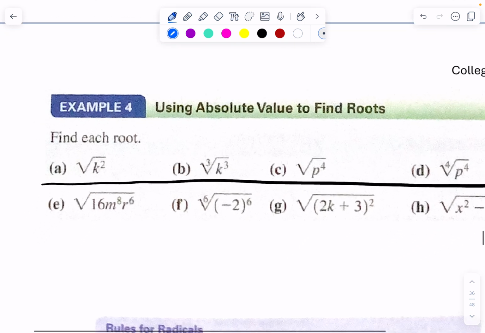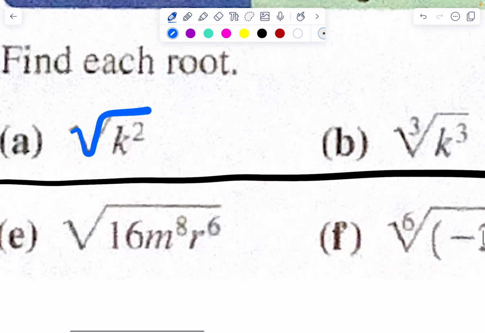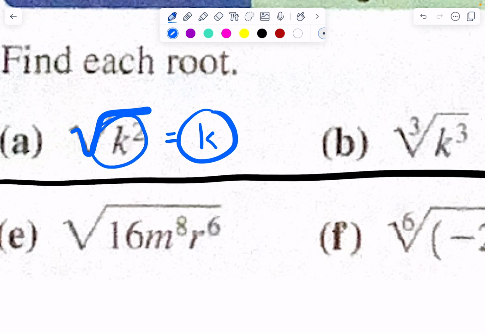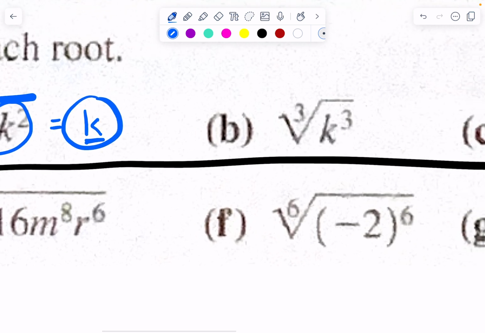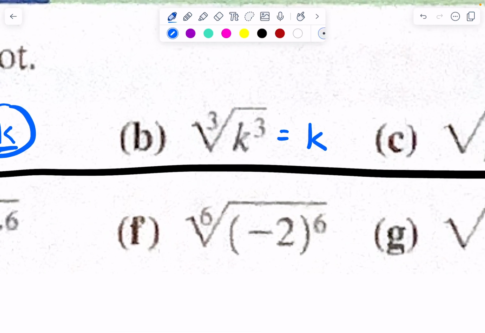So this one is saying the square root of k squared. A square root and a square cancel each other off, so this is just k. It's basically saying, what do I take times itself to get k squared? That's just k, right? Here, the cubic root of k cubed, the cubic root and the cube cancel each other off, so that is just k. This is saying, what do you take times itself 3 times to get k cubed? And that is just going to be k, okay?